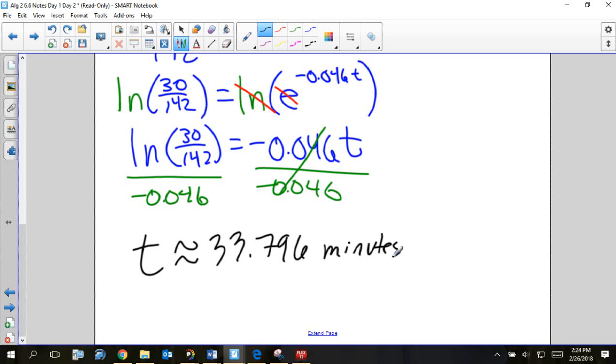Maybe, if you plan on being a chef someday, you might need to understand this cooling rate formula so that you don't burn somebody's mouth or get somebody sick.